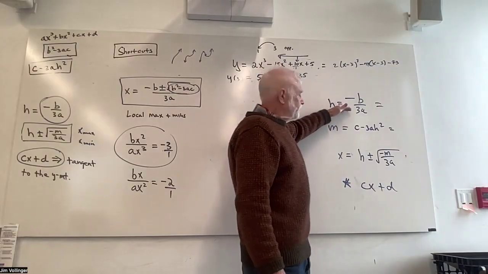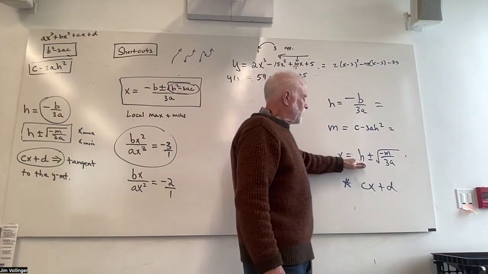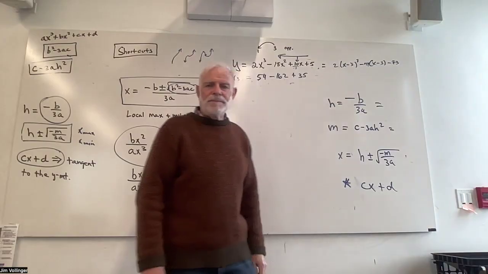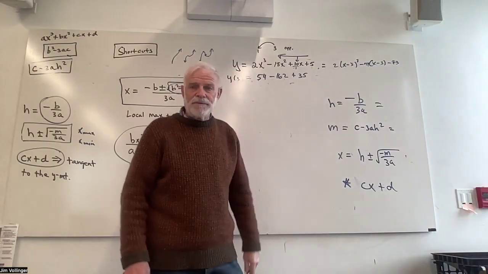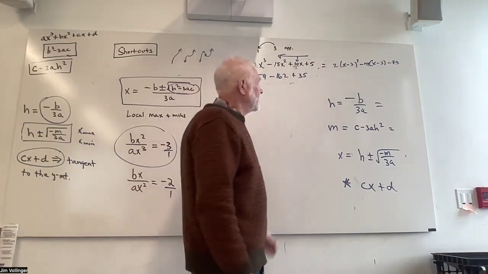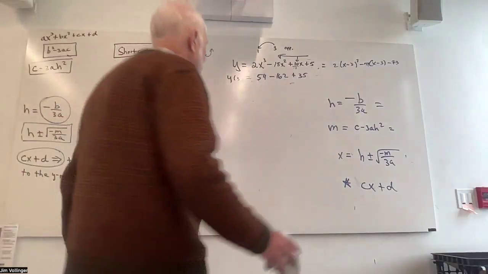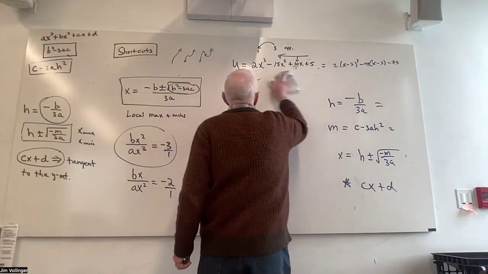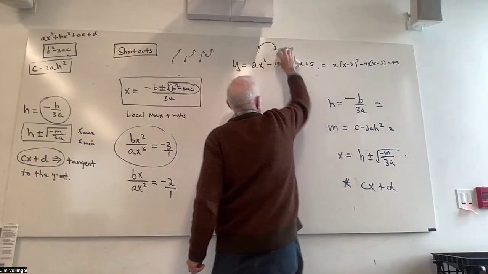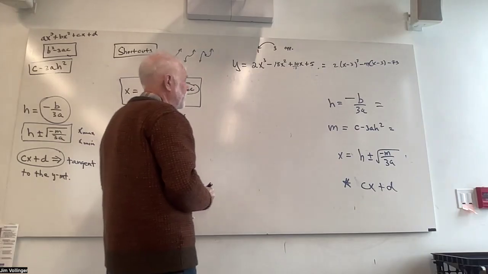Minus b over 3a, c minus 3ah squared, h plus or minus the square root of minus m over 3a. That's it. If you can master those three, you've got yourself the graph of the cubic visualized without a calculator. All right, so here's a particular one that I wanted to make sure that the numbers were not too difficult, so we can do all of it in our heads. But even without that, we certainly can do it without a calculator, and get a lot of information.